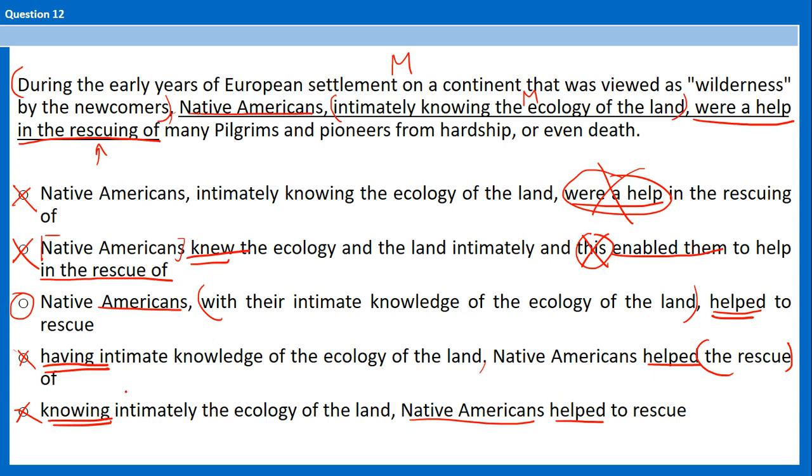In the last one, the problem is that you have the modifier during the early years, blah blah blah, and then you have another modifier, knowing intimately the ecology of the land. No. After the modifier, you should have the subject and then the verb. Okay? You can see the best structure, the preferred structure. So number 3 is the best choice. If you have any question about this, again, send me an email to verbal@gmadudes.com.